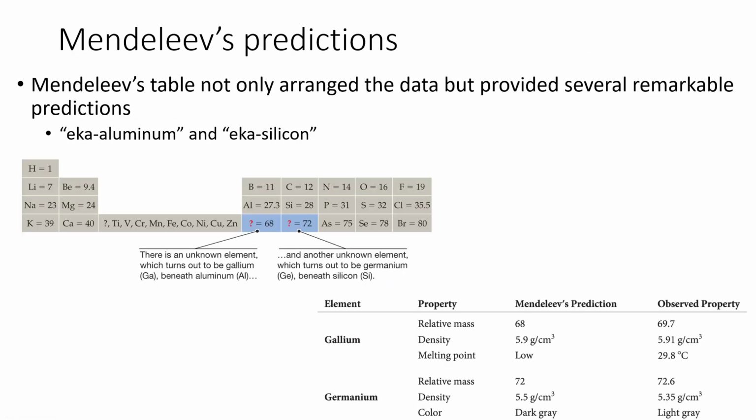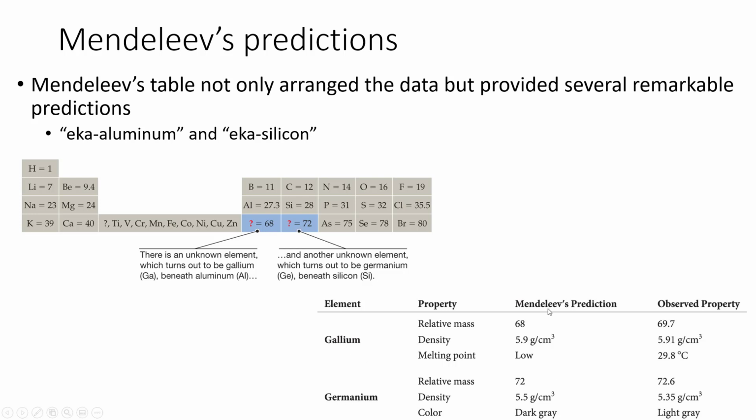So Mendeleev's table not only arranged all the data of the current theory that was known, but it also provided several remarkable predictions. On Mendeleev's table, there were a couple of empty spots that indicated that there were elements that should exist that were not yet discovered. Based on the table, he was able to make predictions of the atomic weights of these two unknown, undiscovered elements. In future work, we saw that these two elements correspond to gallium and germanium.